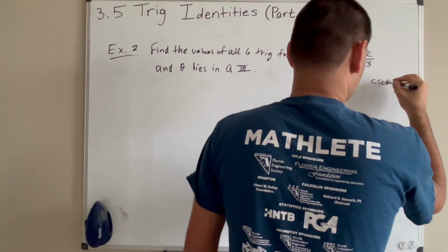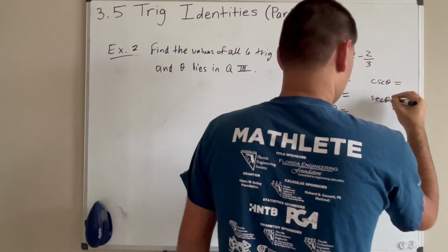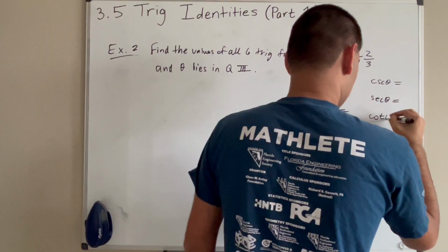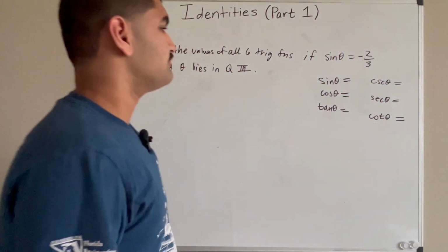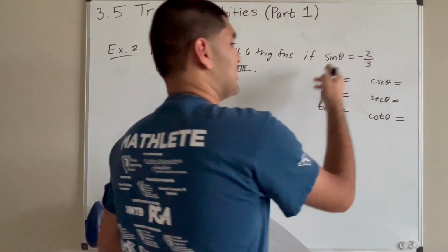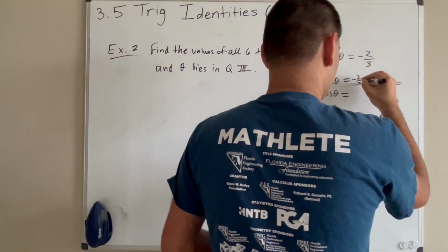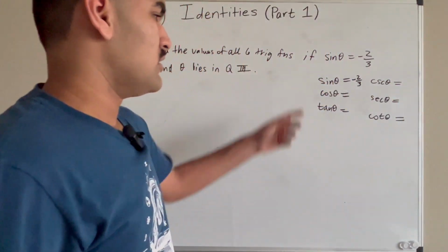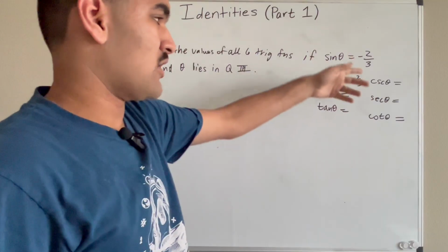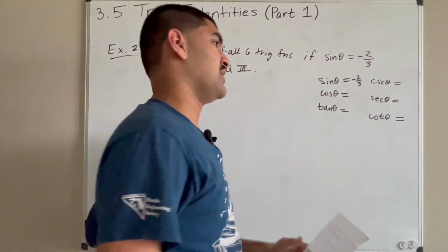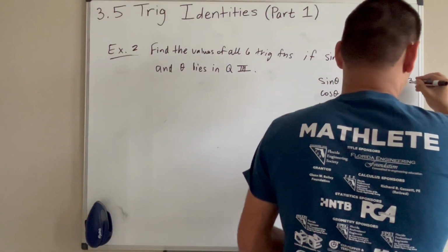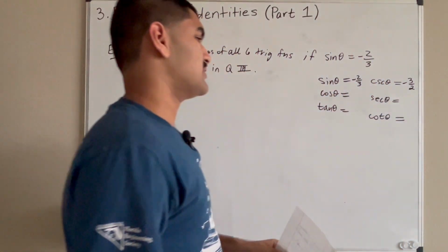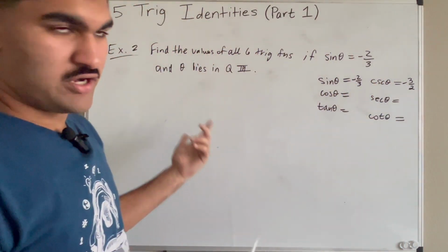And then we have cosecant, secant, cotangent. All right. So we already know what sine theta is, right? That's given in the problem. So it's negative 2/3. And then if we take the reciprocal of sine, we get cosecant. So we actually already know what cosecant is as well. It is negative 3/2. But to find the other 4, we need to use our identities.